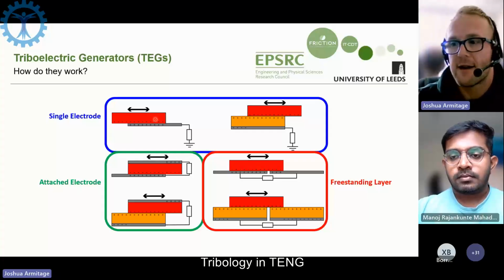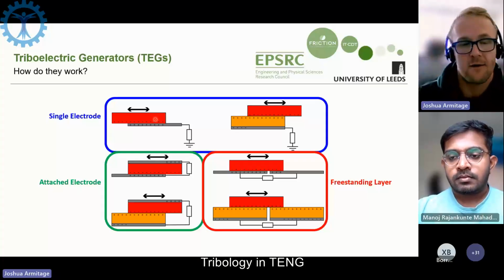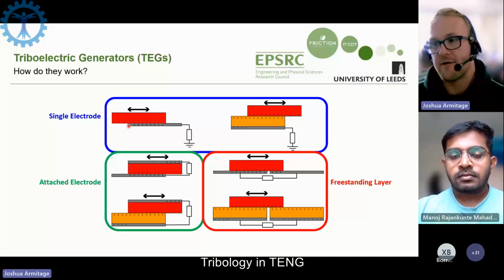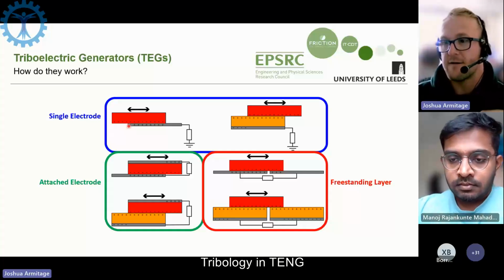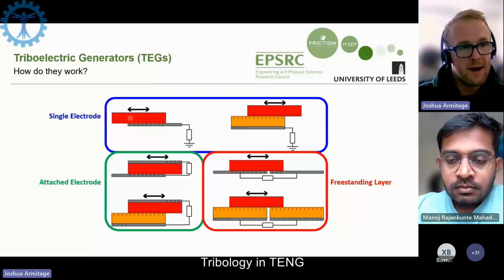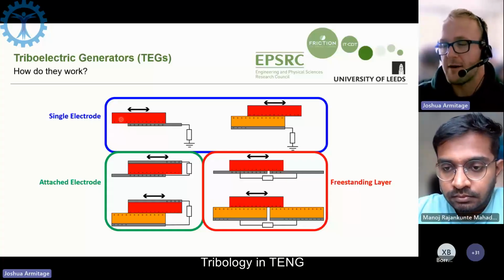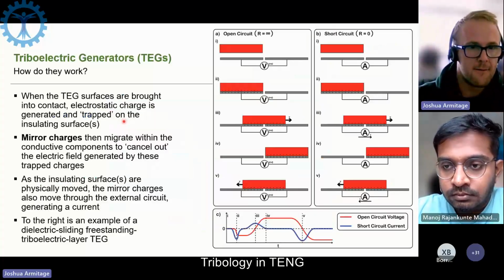It loves to accept electrons, and once it contacts a surface, it retains those electrons on its own surface. As that surface moves relative to a conductor, you have mirror charges moving within that conductor to compensate for the electric field that's being generated. So when you have a movement of these trapped charges, you're able to generate a current through the external circuit. I hope I'm explaining that well to you lot.